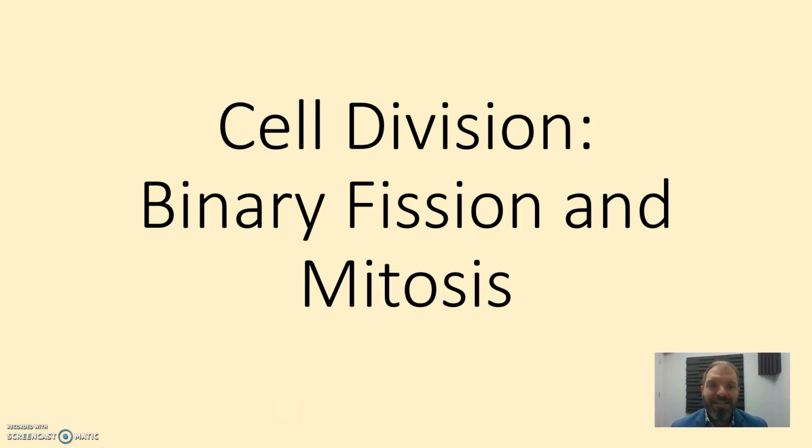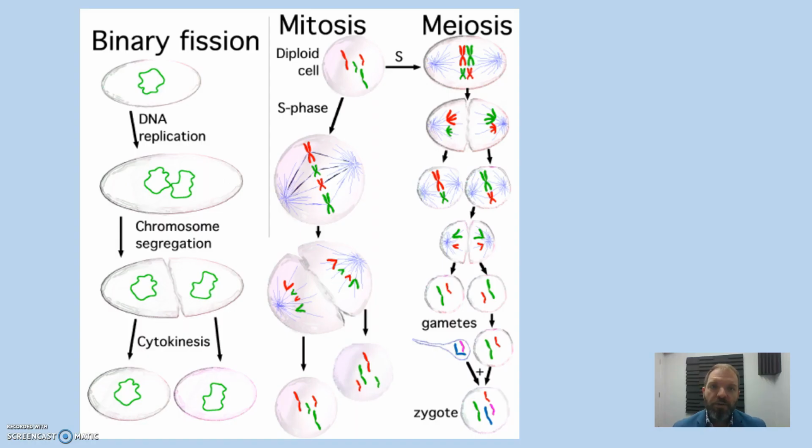This short video looks at cell division and a little bit on binary fission, but really focusing on mitosis, the kind of cell division that happens in eukaryotic cells. So just to give us some context here, there are really three types of cell division that are required in this course. One is an understanding of binary fission.